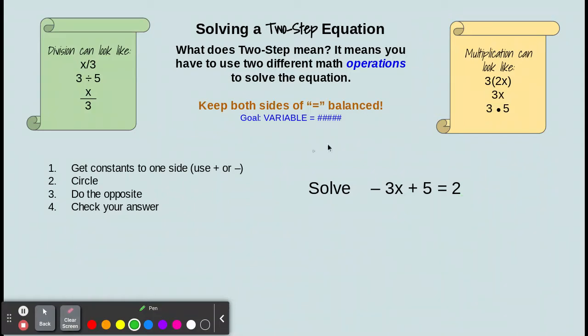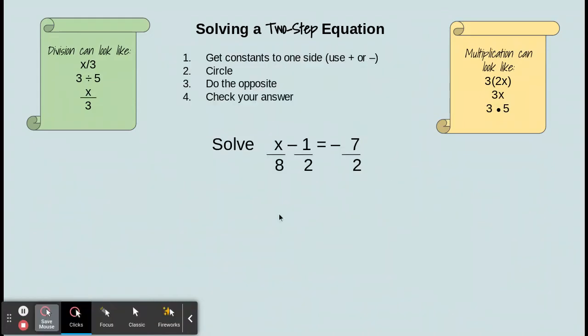But we want to go back and check our answer. So in our original equation, wherever we see an x, we're going to put a 1. So negative 3 times 1 plus 5, what does that equal? We're hoping 2. Negative 3 plus 5 does equal 2, and it matches our original. So we know our solution here is correct.